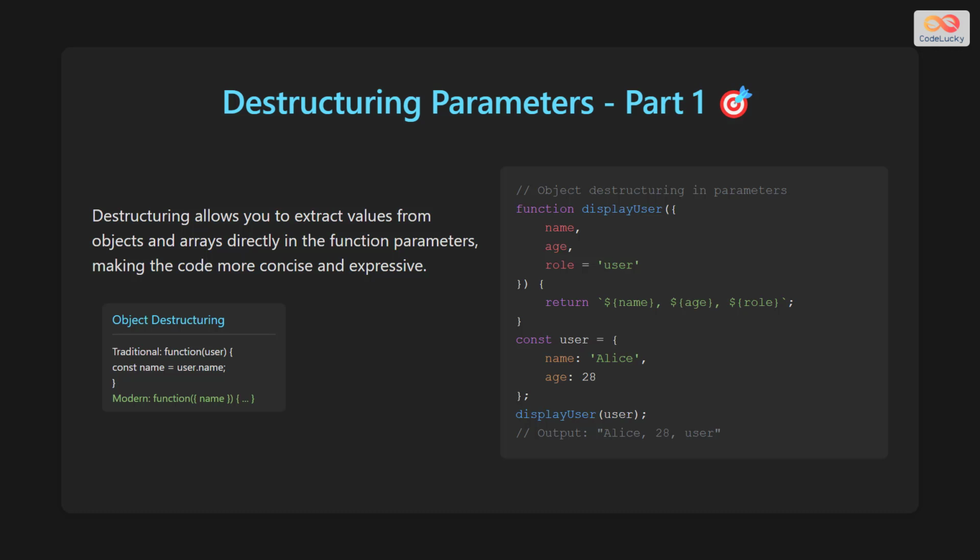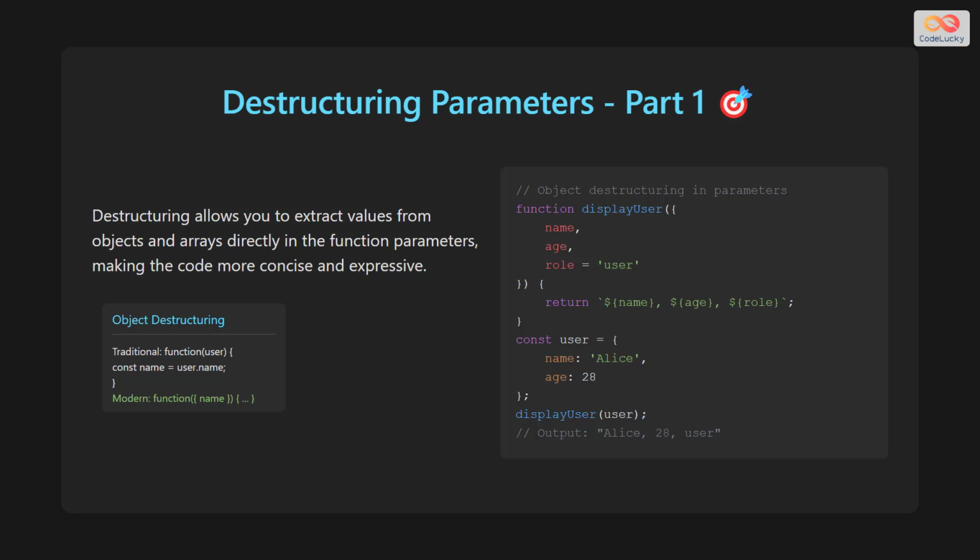Destructuring allows you to extract values from objects and arrays directly in the function parameters, resulting in more concise and expressive code. Instead of accessing object properties using dot notation within a function, you can destructure them in the parameter list. The displayUser function takes an object as a parameter and destructures it to extract the name, age, and role.